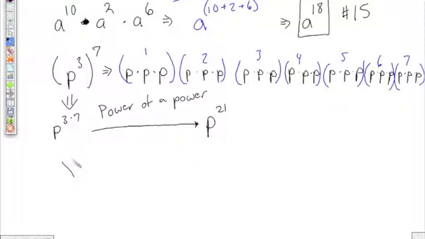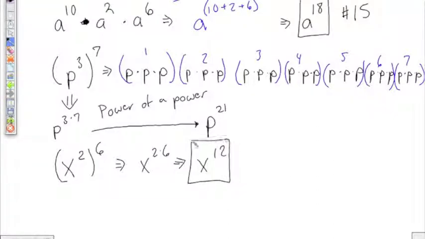Here's an easy one. X squared to the 6th. Showing the work. Providing the answer. Any questions?